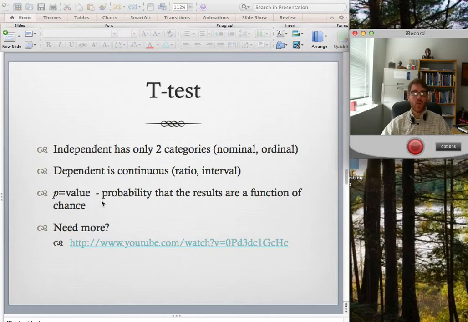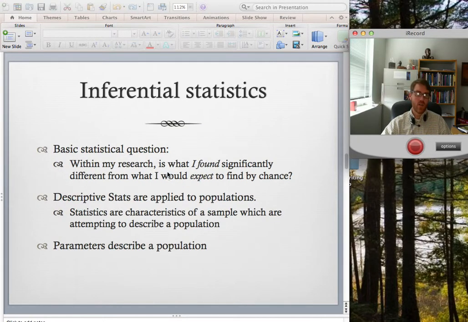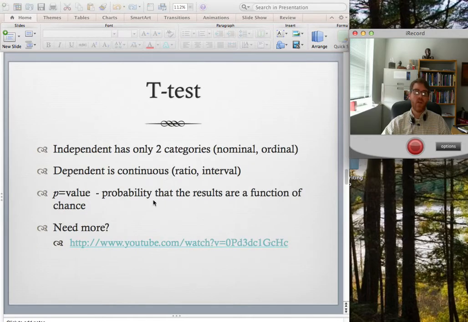And so we want to compare whether these two categories are significantly different from each other. And so we get an output called a p-value. And the p-value is the probability that the results are a function of chance. It's really going back to this question here, what I found significantly different. It's that measure of that significant difference. And if we have a p-value of 0.01, that's a 1% chance, or 1 time out of 100, that the observation that we saw will occur by chance. So that p-value gives us interpretation in interpreting a test.